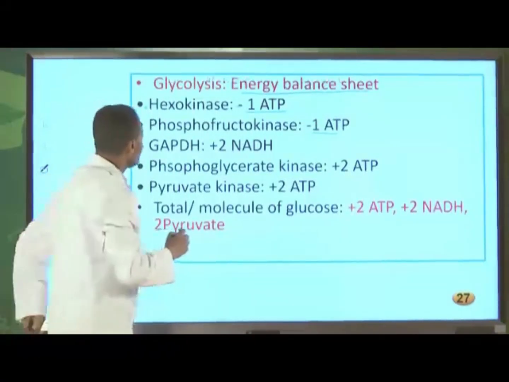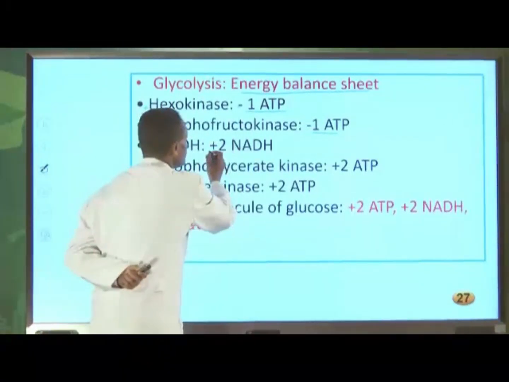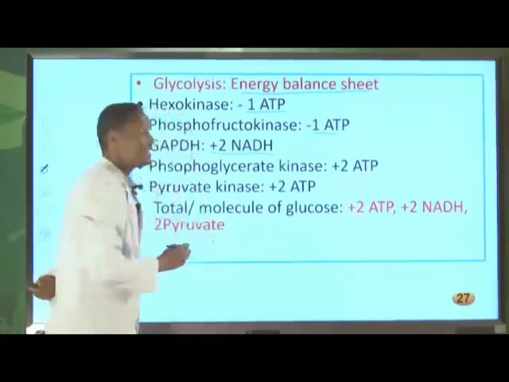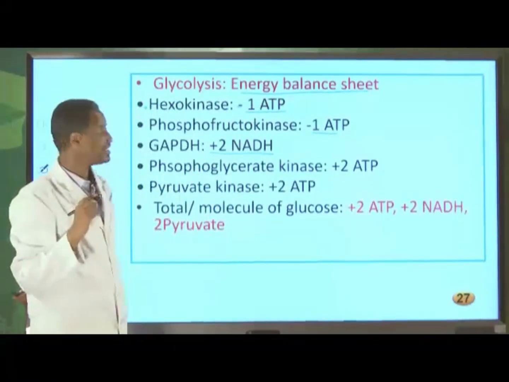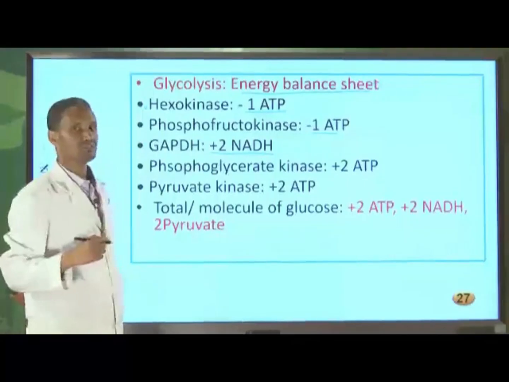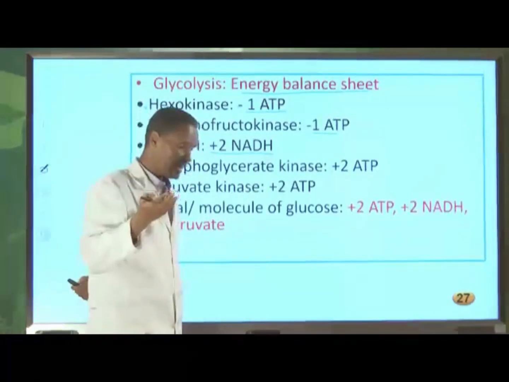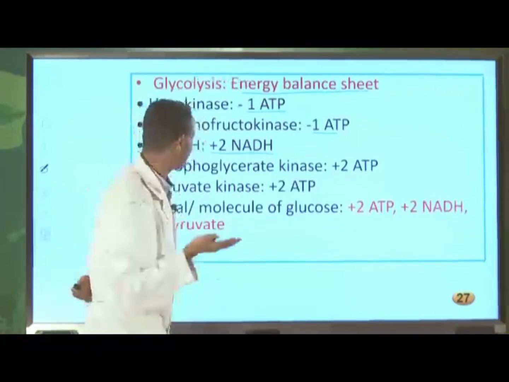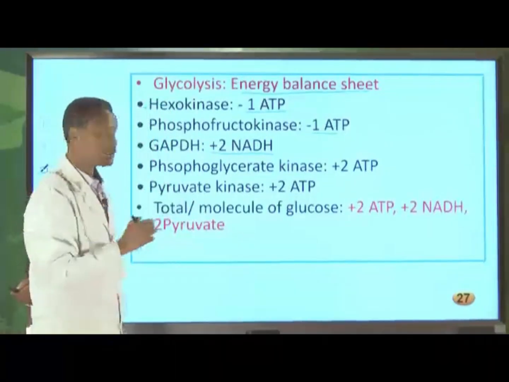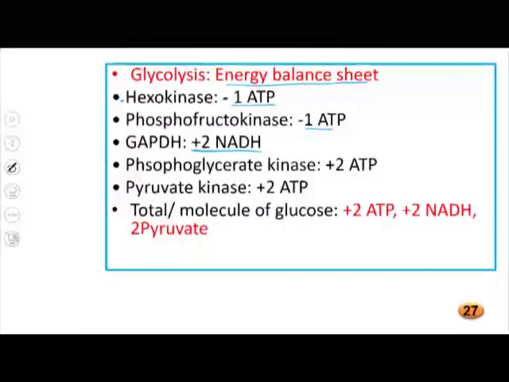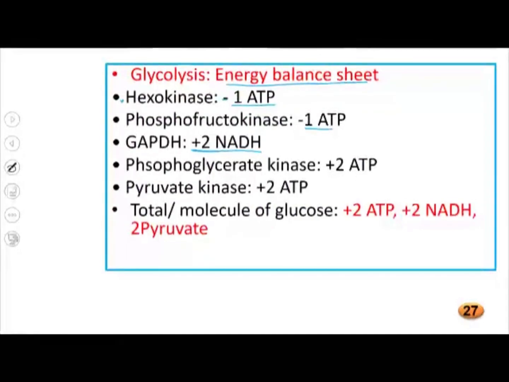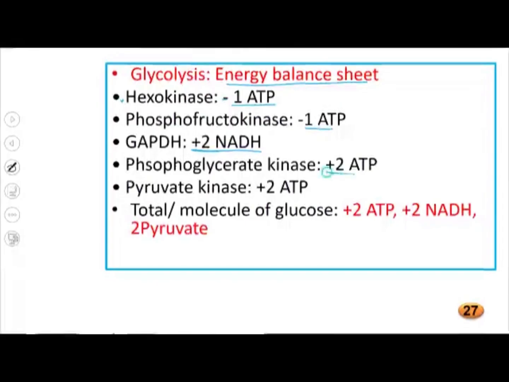Then when dehydrogenase acts, 2 molecules of NADH are formed. This NADH is an energy storing compound which will help us release ATP in the electron transport chain stage. This is one important energy storing compound produced in the glycolysis stage. And the other one is phosphoglycerate kinase. At this stage, again, 2 molecules of ATP are gained. Then in pyruvate kinase, 2 molecules of ATP are also gained.